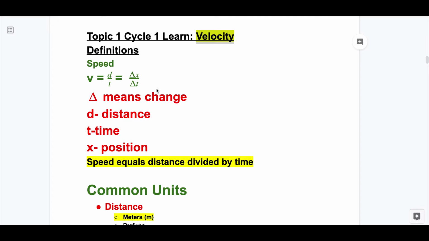So it's just the change in time in our denominator and the change in position in the numerator. That delta, the triangle, means change. Speed is distance divided by time.